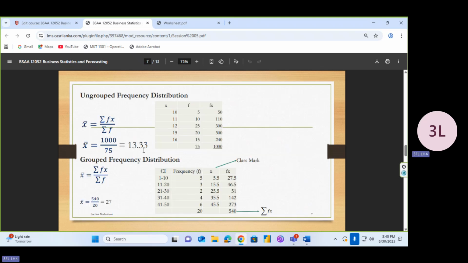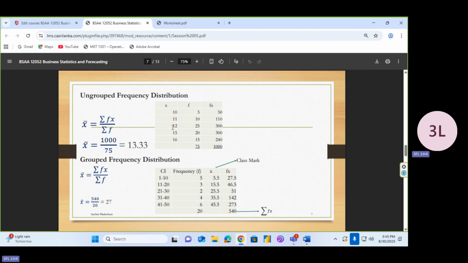Then the other two are ungrouped and grouped data distributions. Under chapters 3 and 4, we studied those things. Last week we discussed ungrouped frequency distribution. Here we list down the variable values with the corresponding frequency. It means here some observation values are there.